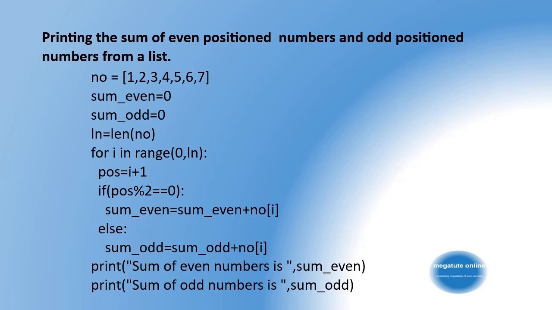So that means the numbers at even positions will be added to sum even, numbers at odd positions will be added to sum odd, and then at the end it's going to show you the sum of even positioned numbers and odd positioned numbers. Like the sum of all the numbers which are at 1, 3, 5, 7, whether it's even or odd, that doesn't matter. And then the sum of the numbers at 2, 4, 6, 8, 10, whether that number is even or odd, that doesn't matter. We are talking about here the positions, not the values.